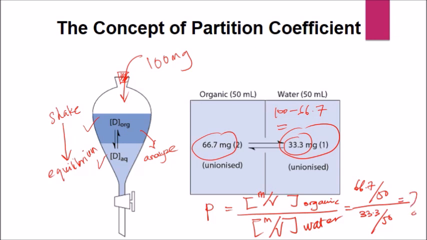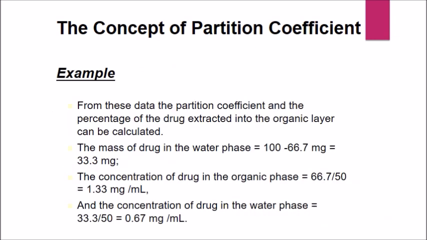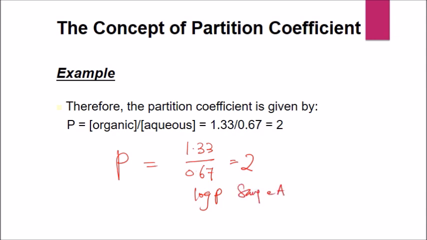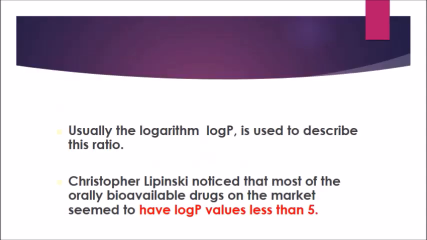So what is the answer? This is the workout of the calculation. 100 minus 66.7, and when you divide by 50 it becomes 1.33, and the concentration in the water phase is 33.3 divided by 50, you have 0.67. When you look at it, the P value is equal to 1.33 divided by 0.67, which is equal to 2. So log P of sample A is equal to 2. Usually the log P is used to describe this ratio, which is the ratio between the organic solvent and the aqueous solvent, which is the representative of lipophilicity.